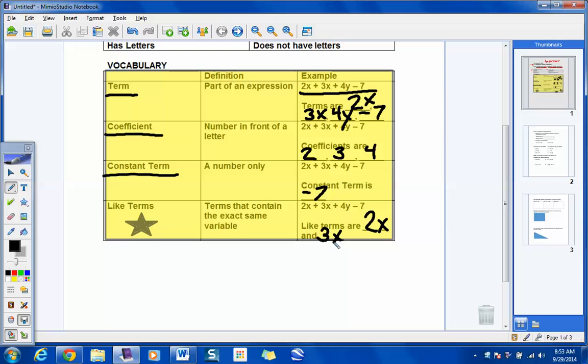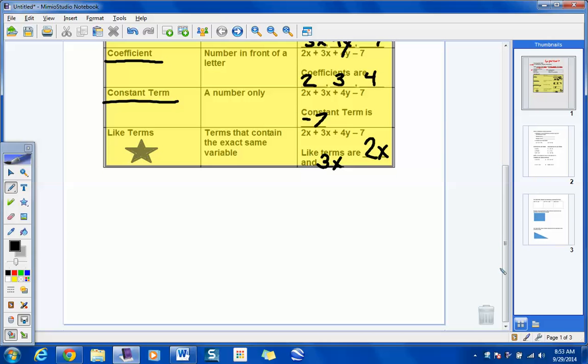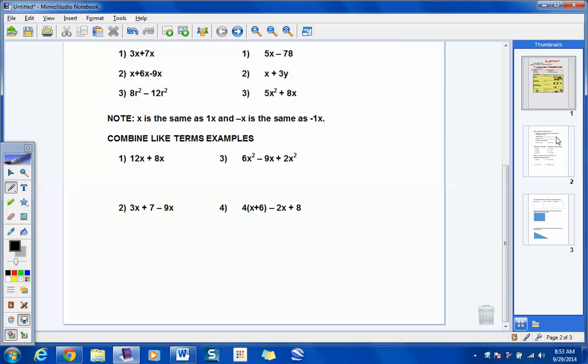Now, you may have more than one pair of like terms. Here, the only terms that are alike are the 2x and the 3x. You might run into situations where you have multiple x's and multiple y's. You would group all the y's together, group all the x's together. So it's possible that you have multiple groups or more than one group of like terms. Okay, first page. Any questions at all, gang? Anybody? All right, second page then.